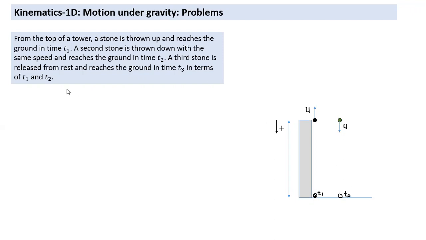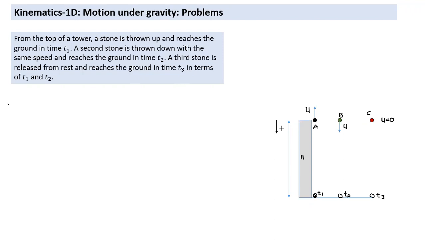Third case, what is given? A third stone is released from rest and reaches the ground in time t3. Release means u is equal to 0. Initial velocity is 0. So this is the first stone, second stone, and third stone, and this one reaches the ground in time t3. Let's say the height of the tower is h. So all of them have the same displacement, one in time t1, another in t2, and the third in t3. That's the condition we have to use. What we need to do is find the value of t3 in terms of t1 and t2.